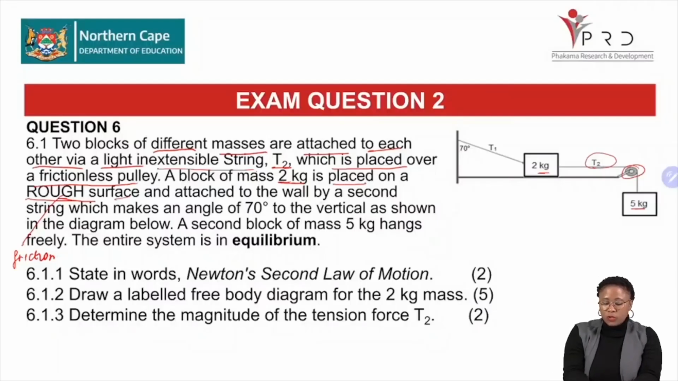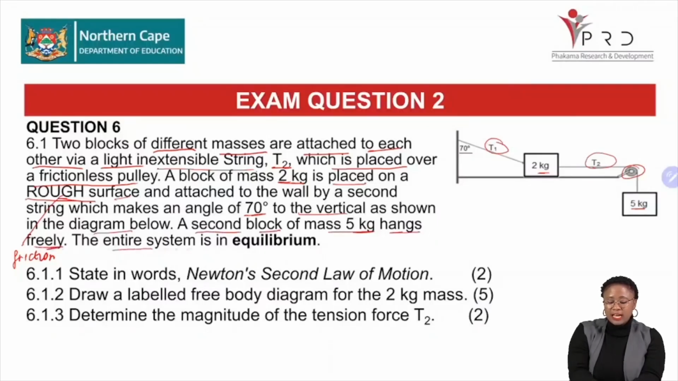And attached to the wall by a light string, which makes an angle of 70 degrees with the vertical, as shown in the diagram below. The second block of mass 5 kg hangs freely. The entire system is in equilibrium.